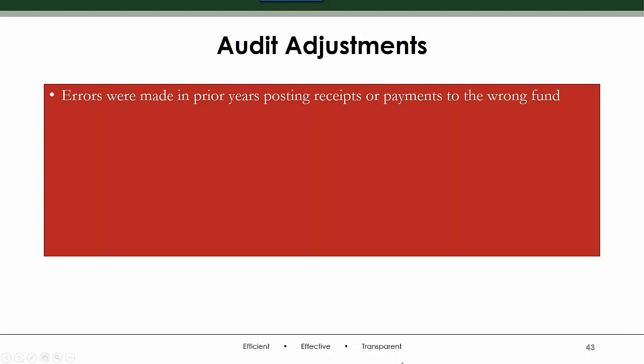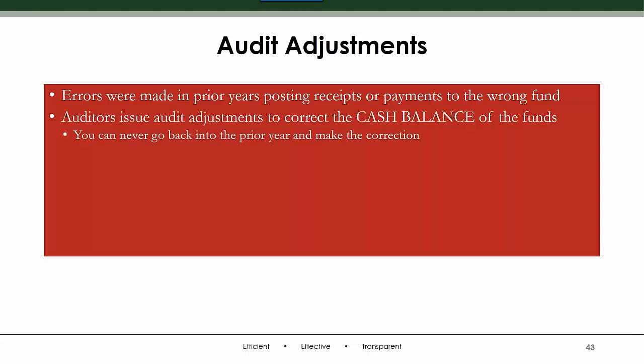Okay, audit adjustments. Again, we have a video for this on our website, and so we don't have time. The video covers it. Errors are made in a prior year, posting receipts or payments to the wrong fund, and auditors have issued an adjustment, which all we can do is correct the cash balance. You can't ever go back into last year once it's closed. It can't be done. It's not supposed to be done. We can only correct the cash now.